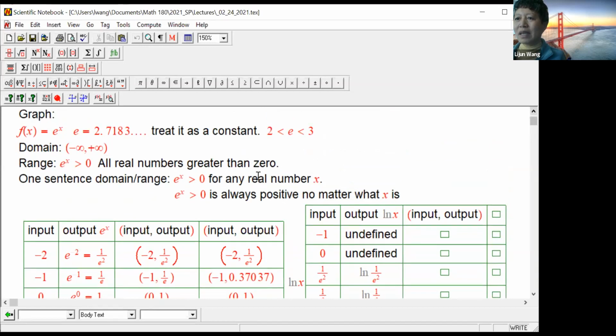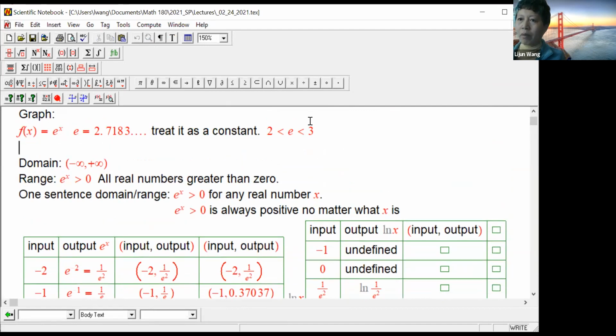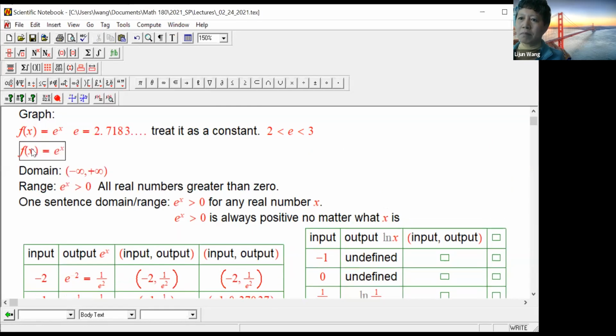Okay. So once again, if you think of this as a function, let me reiterate: the function as a rule. Input, output, input, output, input, output. Do you guys follow me?